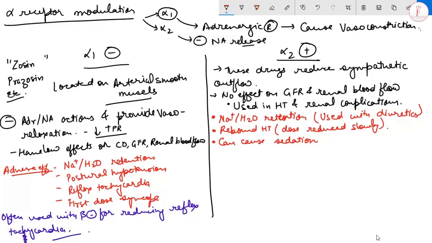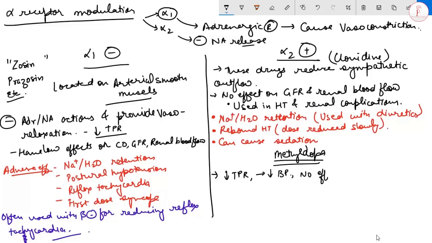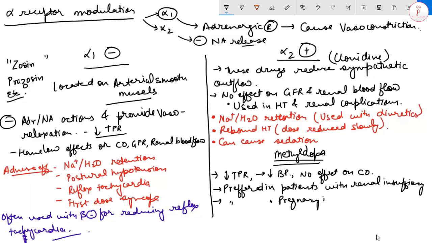One more alpha 2 agonist is there, methyl dopa. It reduces total peripheral resistance. Methyl dopa is also an alpha 2 agonist. It reduces total peripheral resistance, hence leading to reduction in blood pressure, and it has no effect on cardiac output. And it is preferred in patients with renal insufficiency, and it is also preferred in patients having pregnancy induced hypertension. Adverse effects are sedation and drowsiness. They are associated with methyl dopa.